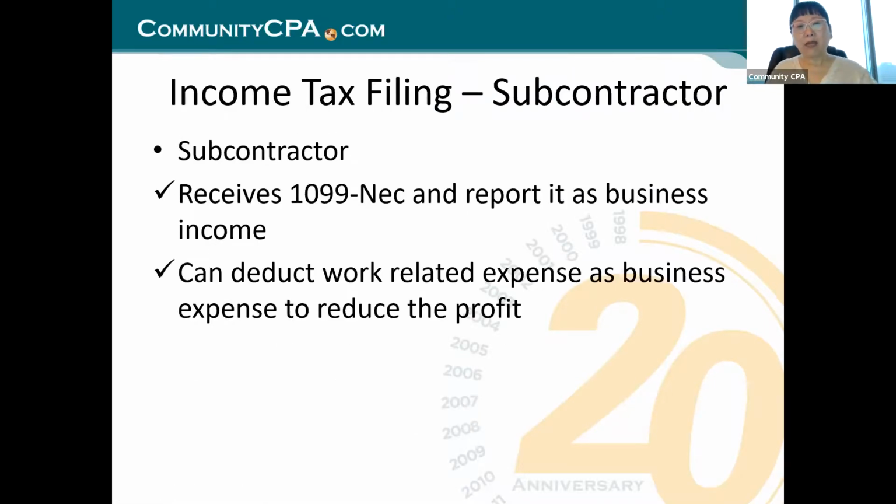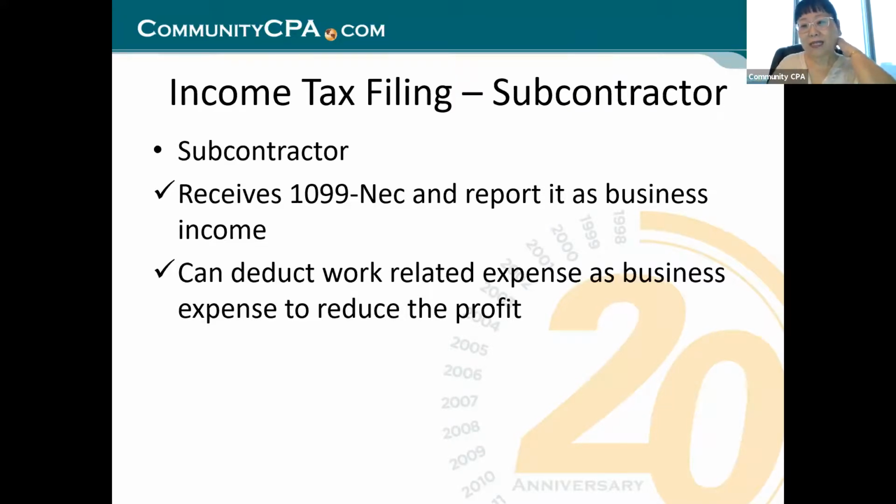Now, let's talk about income tax filing. This is our last one. In terms of the four areas we want to look at: employment law, government compliance, and the payroll taxes. And here is the income tax filing. So income tax filing for subcontractors, as I briefly mentioned, you will get a 1099-NEC. What is NEC? NEC stands for non-employee compensation. That means you're not an employee. It's non-employee compensation, and you report it as business income.